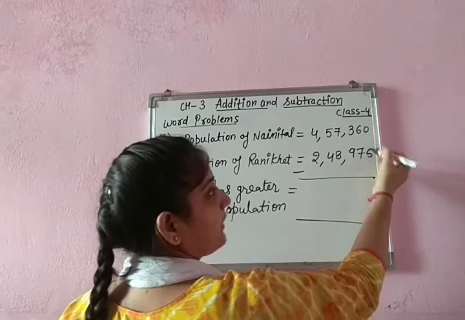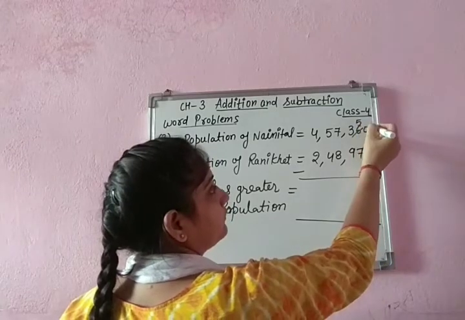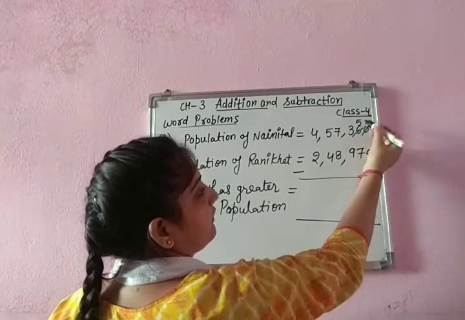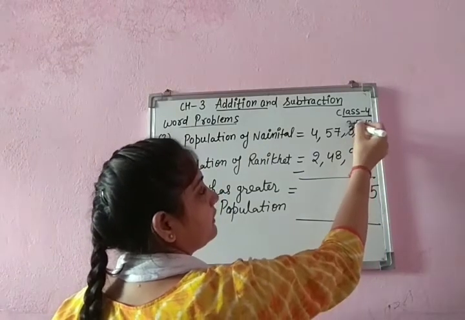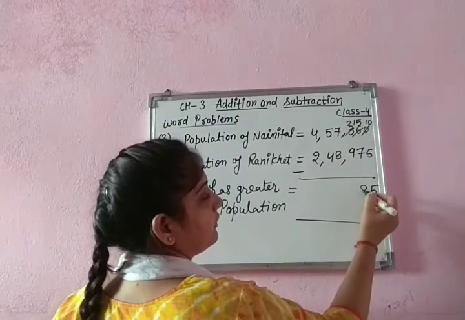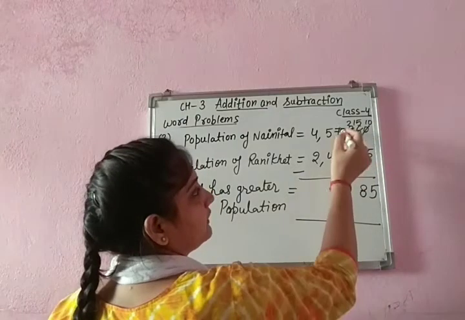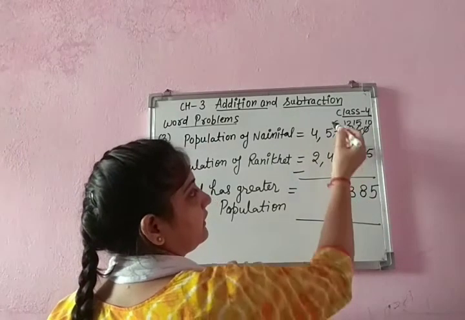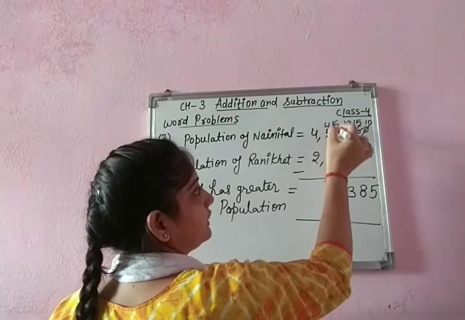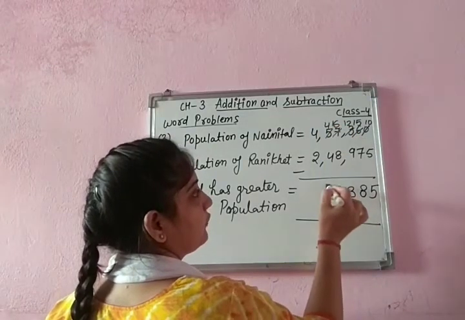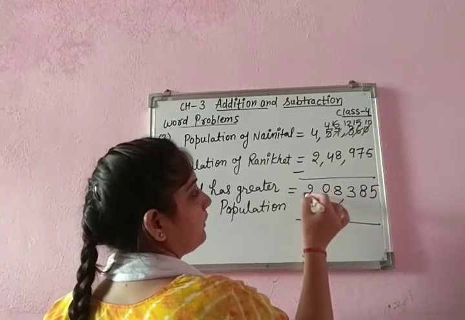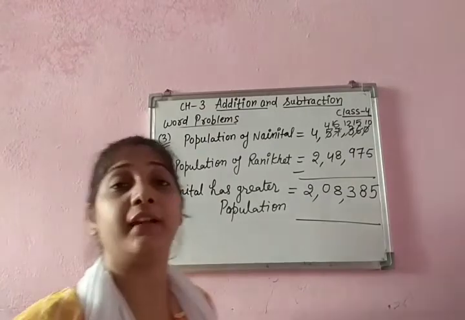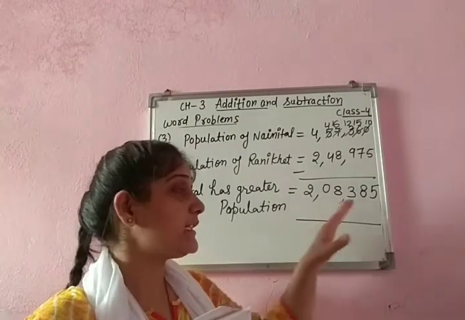Nainital has greater population. And to find how much it is greater, we need to subtract. So 0 minus 5 not possible. Take borrow. Make it 5 and 10. 10 minus 5 is 5. 5 minus 7 not possible. 2 and 15. 15 minus 7 is 8. Then make it 6 and 12. 12 minus 9 is 3. Again take borrow. 16 minus 8 is 8. 4 minus 4 is 0. And 4 minus 2 is 2. So 2,08,385. It is the difference.